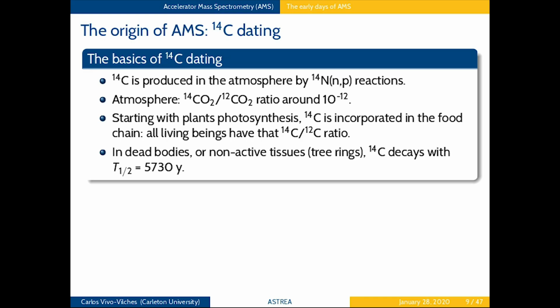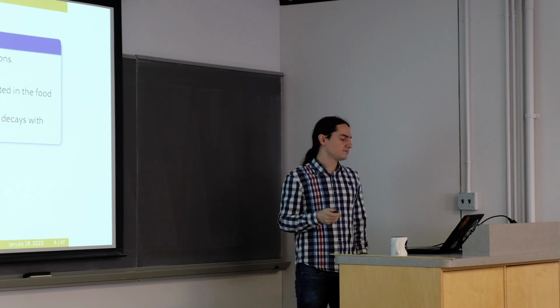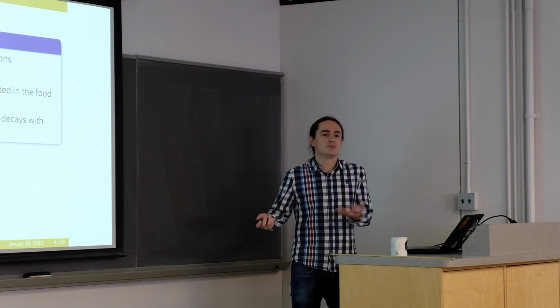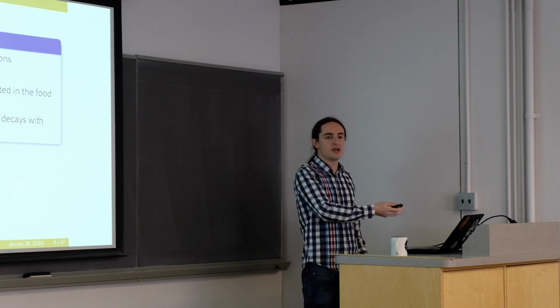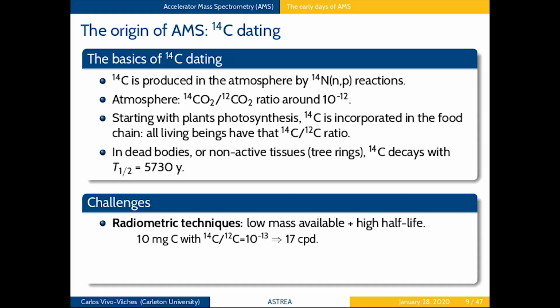Since it's in the CO2, it gets incorporated into the food chain, starting with the plants. So all living beings have in their active tissues this ratio of C14 to the stable C12. And when a tissue becomes non-active or a living being dies, the C14 starts to decay. So knowing the ratio, you can know how much time the tissue has been inactive.